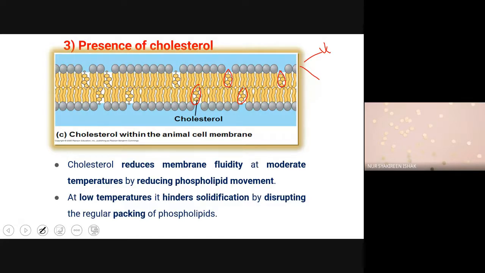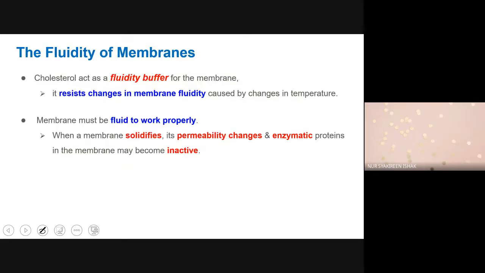So it says here, cholesterol reduces membrane fluidity at moderate temperature. Tapi kalau dah increase pada 100, so tak boleh nak buat apa lah dah, kan. Memang plasma membrane tu akan terlerai lah. But at moderate temperature, the presence of cholesterol is to reduce fluidity, because it restrains the movement of phospholipid molecule. But at low temperature, it hinders, boleh guna perkataan hinders, prevent, solidification by disrupting the regular packing of phospholipid. So it prevents the membrane from solidifying, becoming solid. So therefore, cholesterol will act as a fluidity buffer for the membrane.